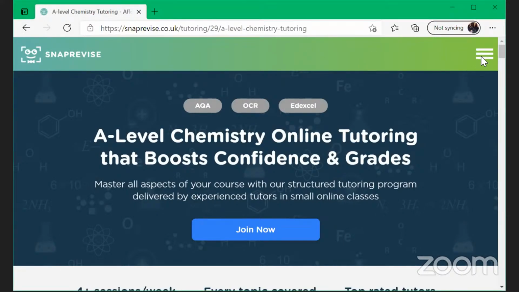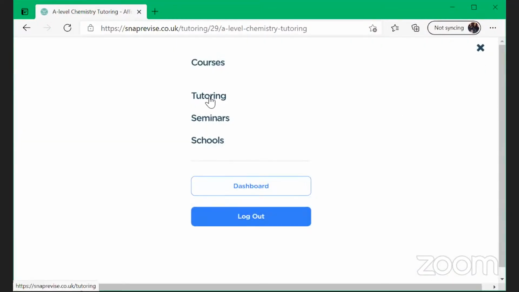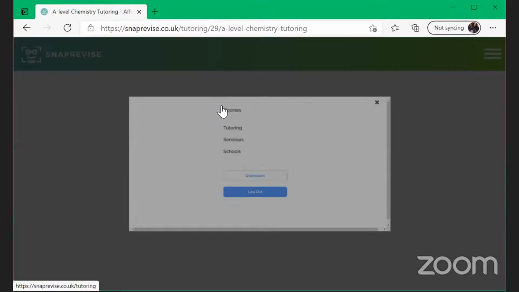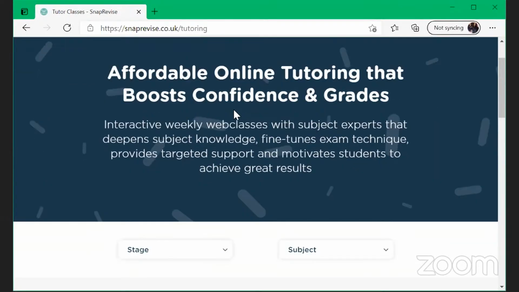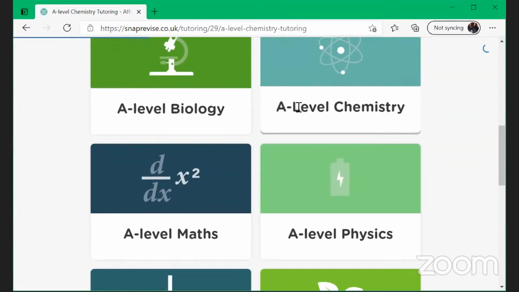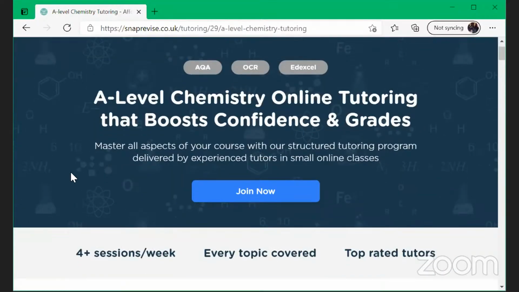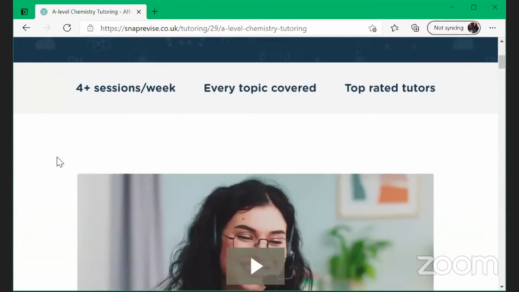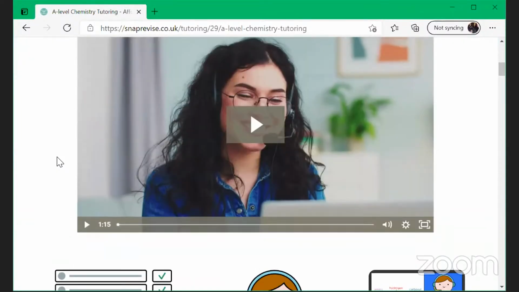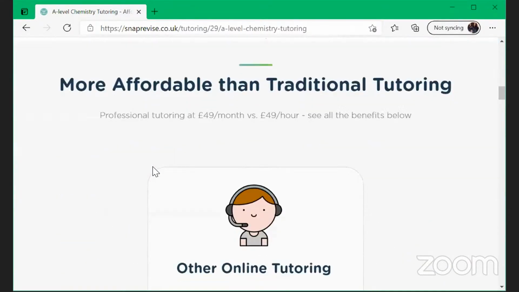If you go onto this website and click in the top right-hand corner, you get the option of finding tutoring. If you go onto tutoring, it gives you all the information about our tutoring that we have available. You would pick whichever topic you're interested in, so let's say A-level chemistry. On the A-level chemistry page, you can see which exam boards we offer, which is usually all 3 of them. We do at least 4 sessions a week. We cover every topic, and there are some top-rated tutors, even if I do say so myself. We have a high-quality structured program and interactive and engaging lessons.